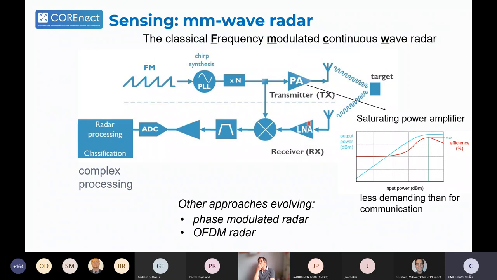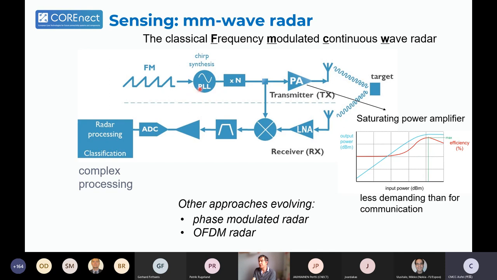I didn't say anything yet on sensing. Sensing will be combined with the communication in 6G. And therefore, it makes sense to look at the hardware architecture of radar, which is our sensor. Now, the most widely used radar architecture today uses frequency modulation. So here you see the transmit architecture, then it hits a target, and then the reflected wave hits the receiver of your radar electronics. It transmits a signal whose frequency increases linearly over time.